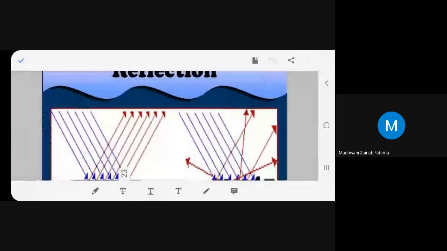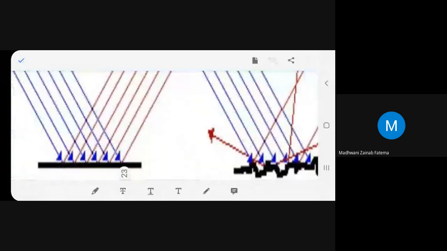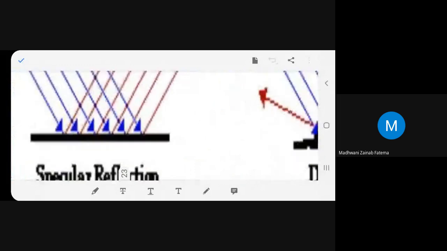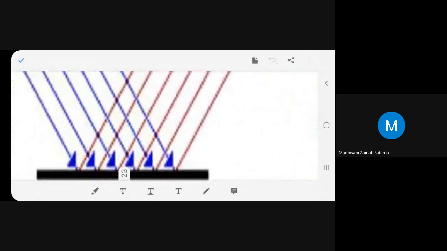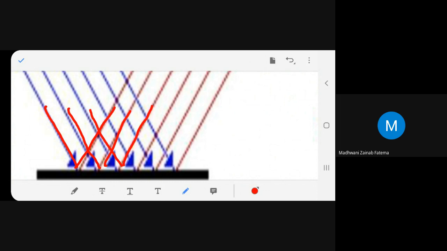Now I can talk about reflection. How does reflection take place? This is regular reflection. Can you see this? It comes here, it goes there. Blue incident, red reflection. Blue incident, red reflection. It is uniform, isn't it?